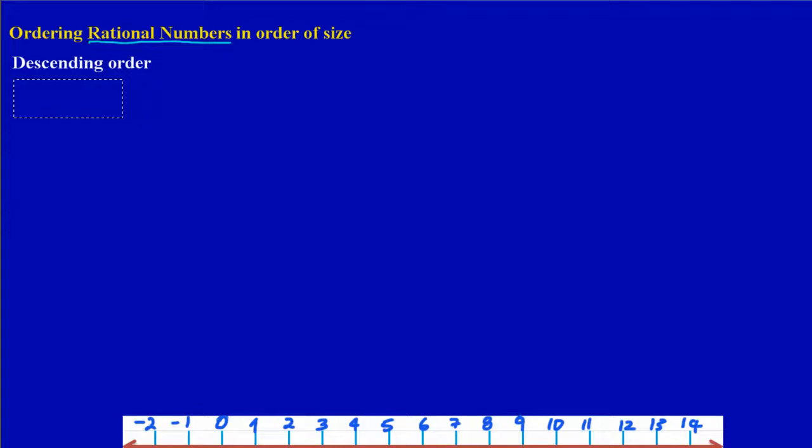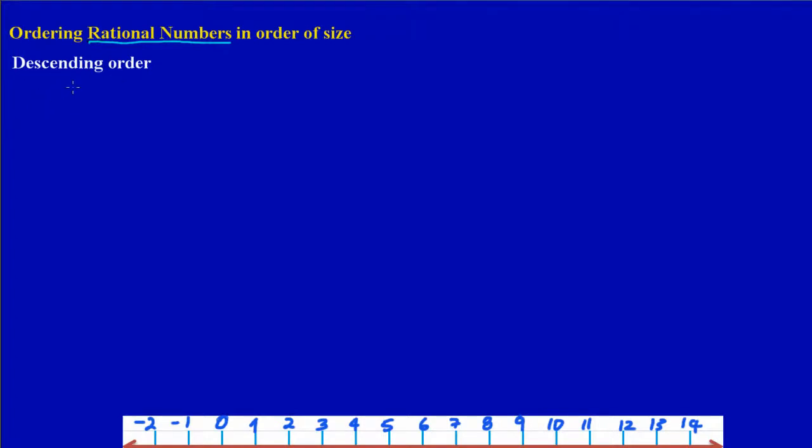In this lesson, we're going to be looking at writing rational numbers in descending order of size. As we begin, let's look at a quick definition. What do we mean by rational? What do we mean by descending order of size, rather?